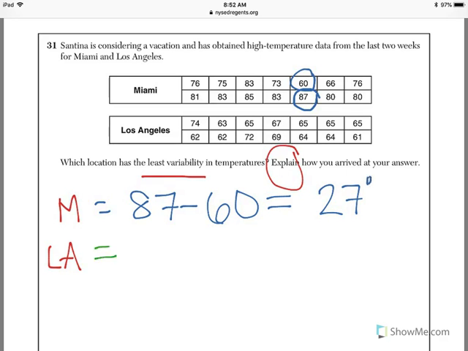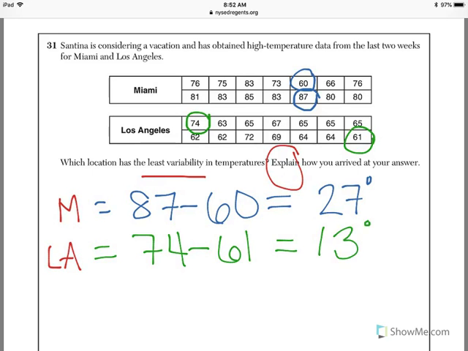Looking at Los Angeles, the high temperature in this data set is 74, where the low temperature looks to be 61. So in Los Angeles, the temperature ranges from 74 down to 61, so the range in temperature is 13 degrees. So between these two, LA has the least variability because it has a smaller range of temperature.